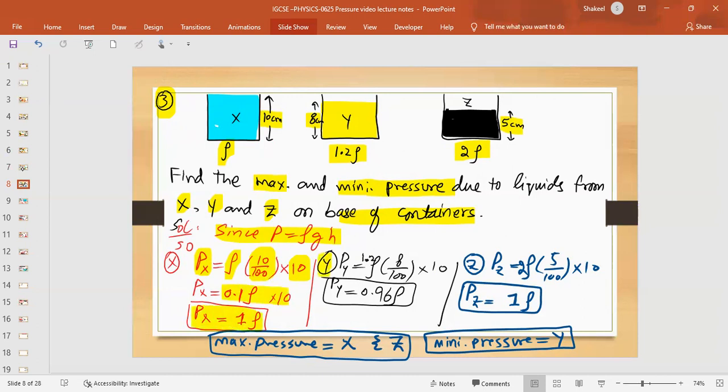Okay, for Y, you have to put rho GH, so rho is 1.2 rho for Y, and height is 8, so divide it with 100 to convert it into meter, and G is 10, so the answer is 0.96 rho.